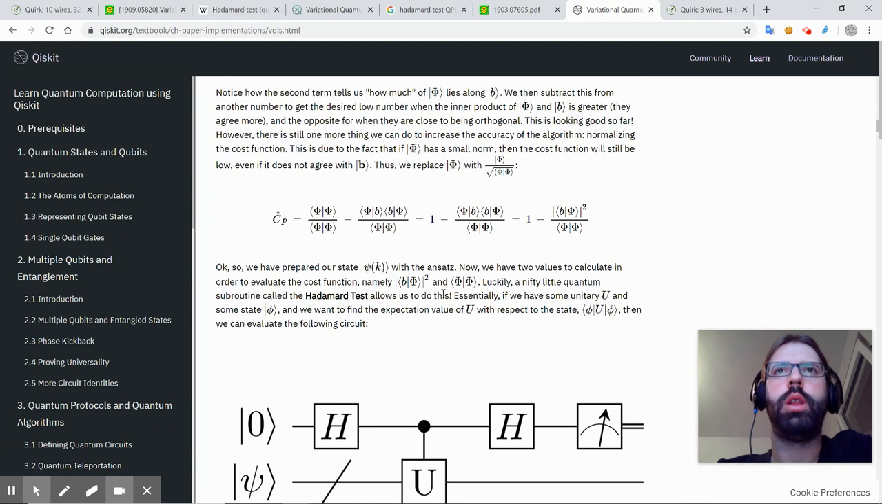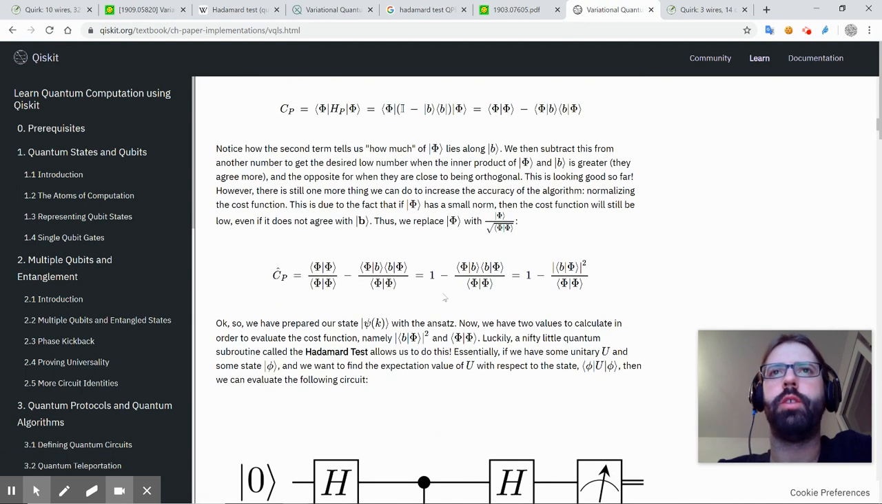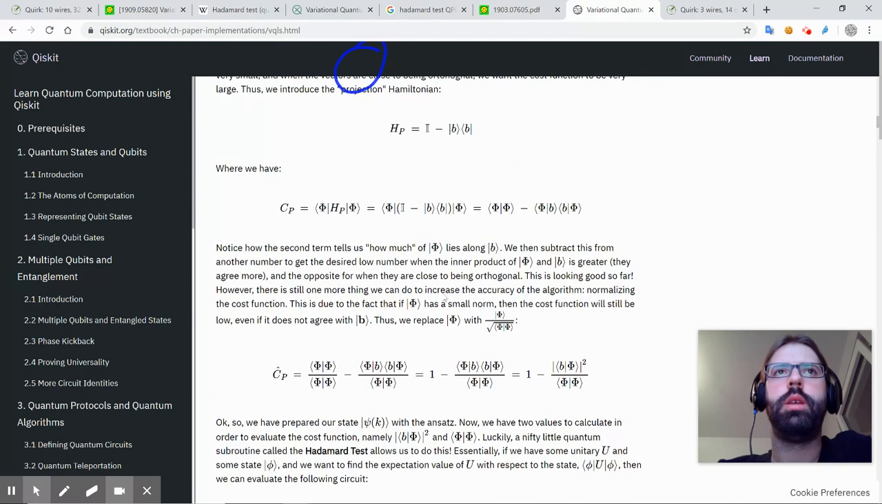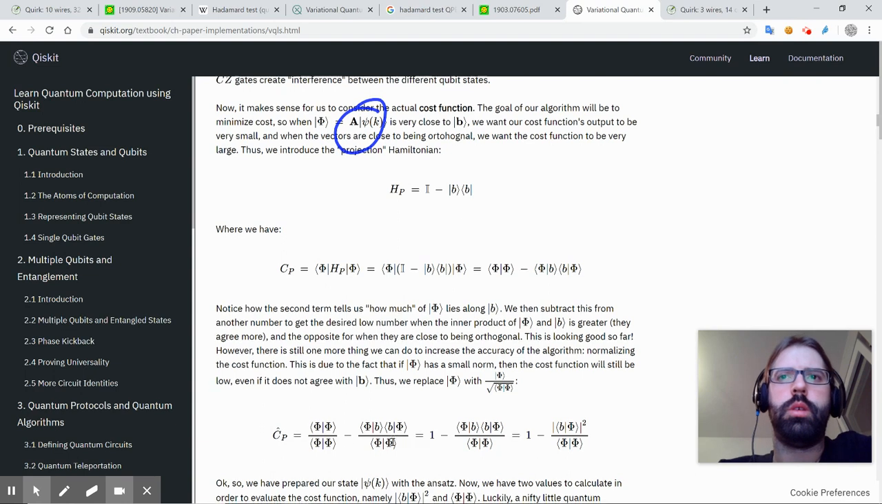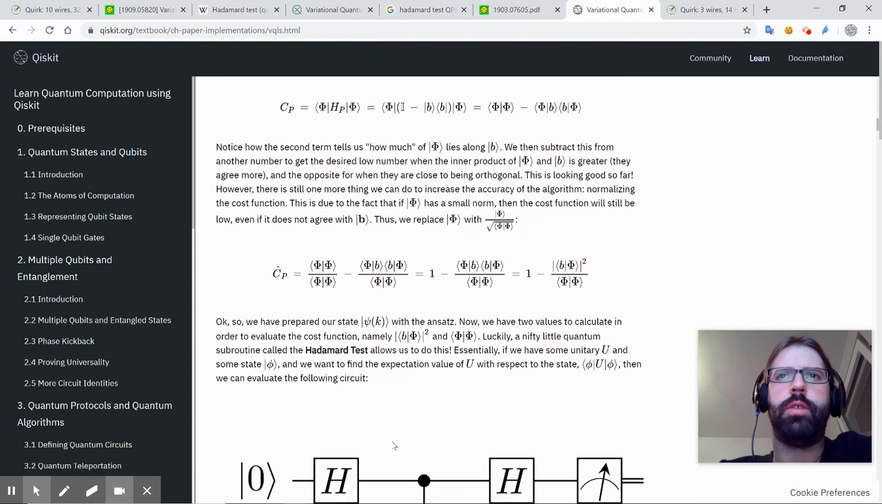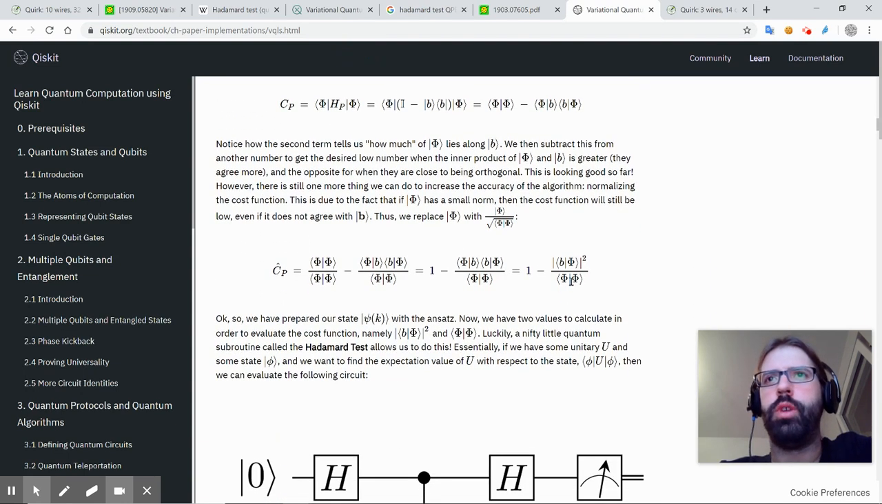And why are we trying to calculate that? Because it's part of our cost function. Why? Because we're projecting how much of these lies along these. Now we subtract from the number. If the norm is small, then the cost function will still be low, even if it does not agree with P. Thus we replace these with these. Okay, so this is our cost function, and that's what you need to calculate in here.